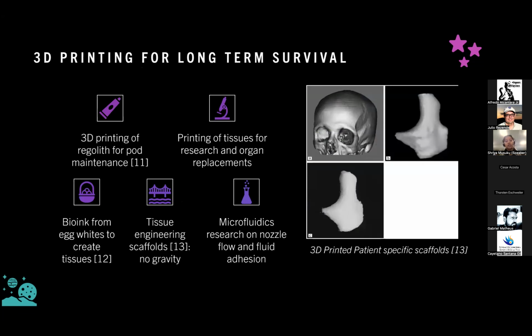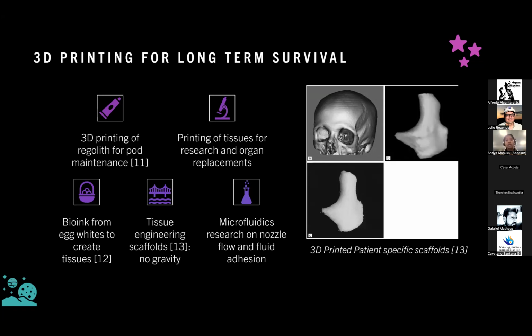Now, looking into 3D printing and moving into some of those longer-term aspects, we have 3D printing of regolith. Talked about that a lot. Now, we also have some more interesting organic material that we can consider printing. So printing of tissues for organ research and replacement has been huge of late. As we see here, there are patient-specific scaffolds that people are creating. And with space, microgravity, or low gravity on the moon, it's very different how those scaffolds are structured. They will not collapse on each other as easily.